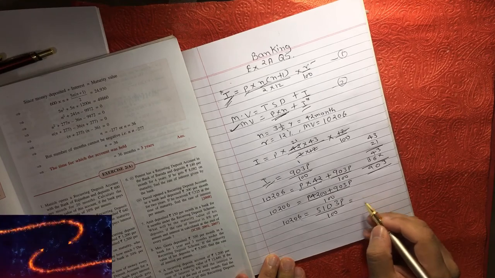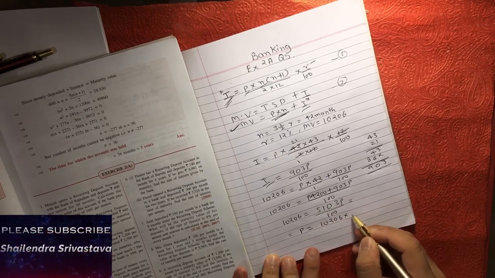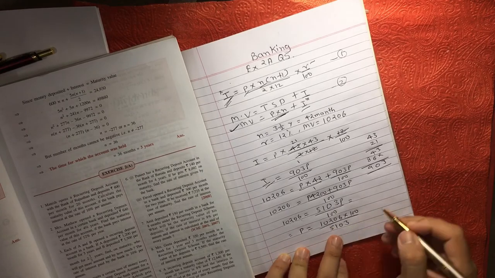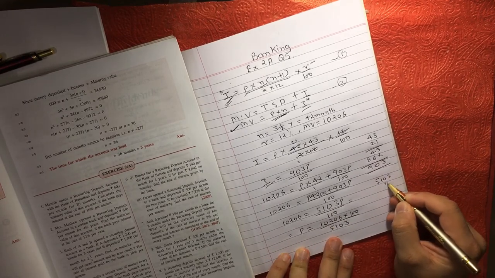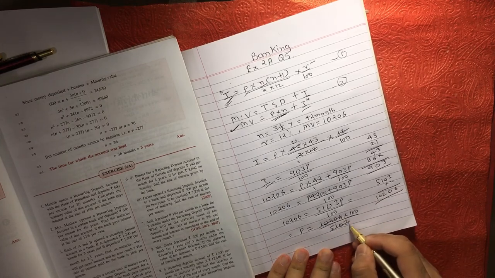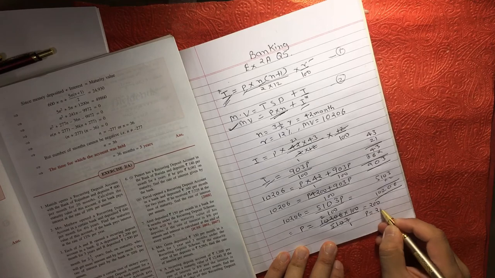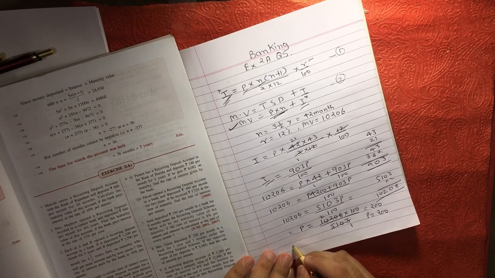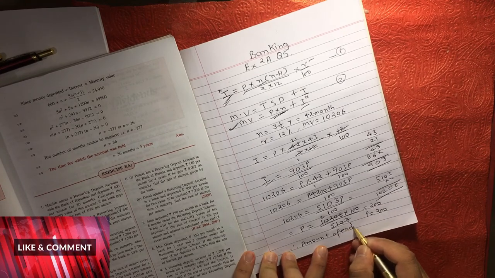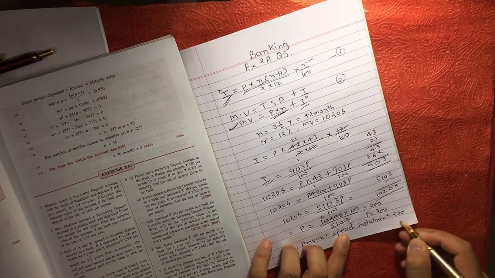If we solve this further, P is equal to 10206 into 100 by 5103. And 5103 into 2 is 10206, exactly the same number, so this becomes 2 into 100, which is 200. So P is equal to 200. Therefore, the answer is: the amount of each installment is 200, and that is your answer.